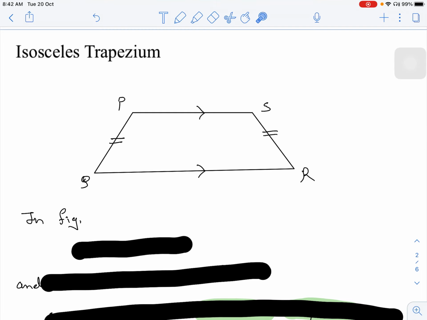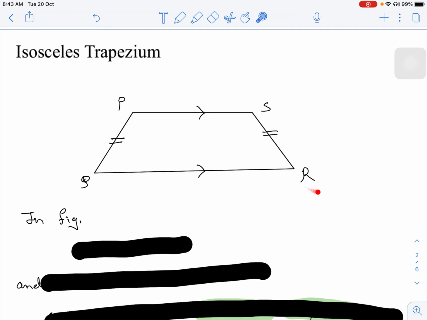Now when can a trapezium be an isosceles trapezium, or when can a quadrilateral be an isosceles trapezium? For that, this PQRS is a quadrilateral. Okay, but from this we can understand that these two sides are parallel to each other and both the sides are opposite to each other. So we can say that one pair of opposite sides are parallel to each other. So it is a trapezium. Okay. Now let us look at the non-parallel sides.